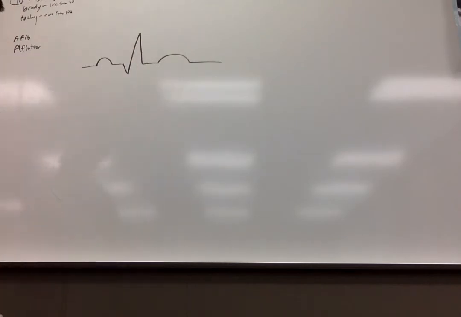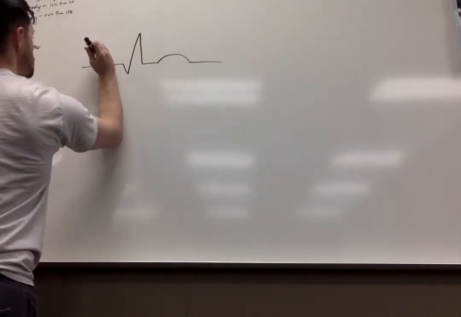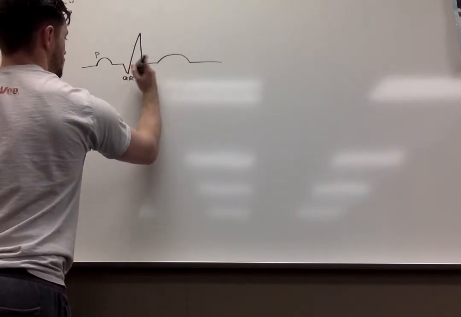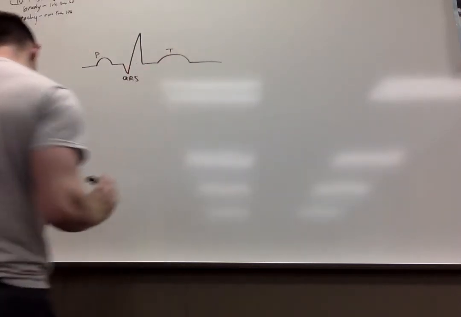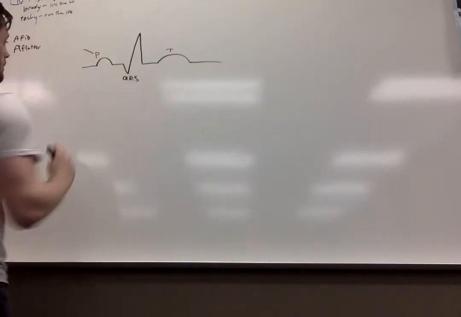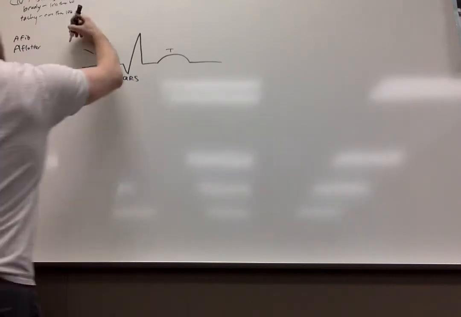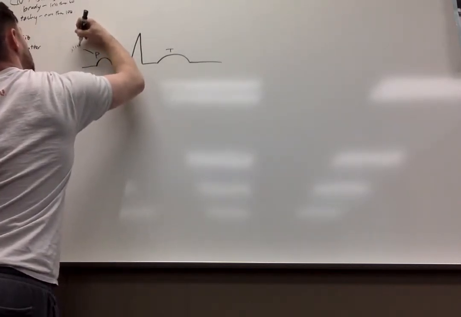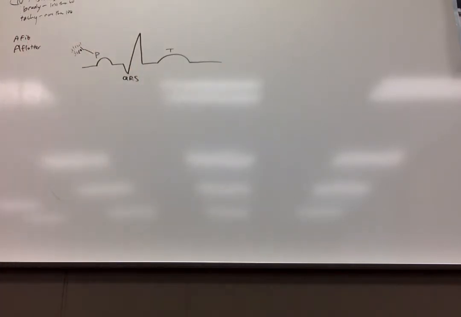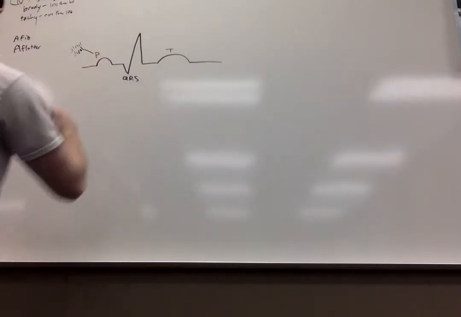Notice the T wave is bigger. This is called your P wave. This is called your QRS complex. This is called your T wave. P wave represents atrial depolarization. From the SA node firing off, the atrium is depolarizing, not necessarily contracting, but it's depolarizing. Okay? That's what this is, the P wave.